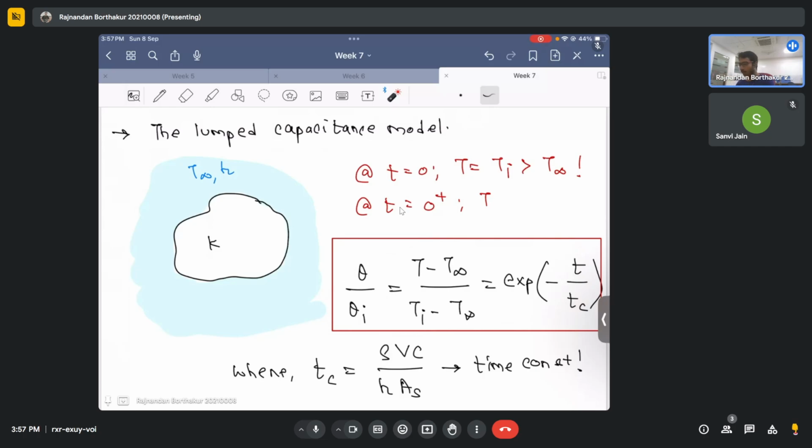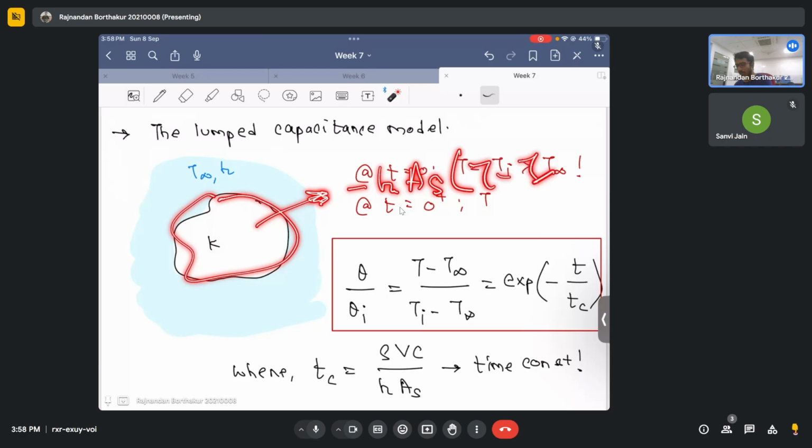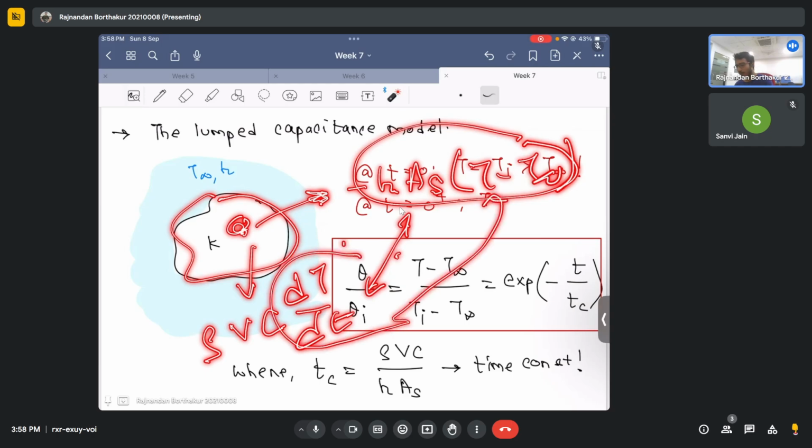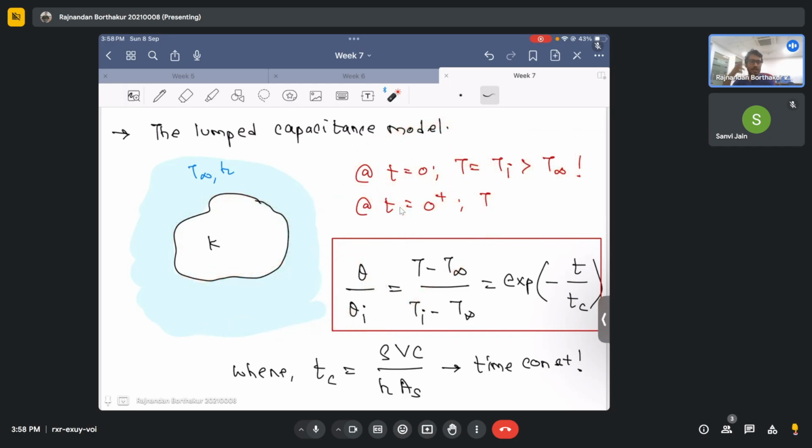I gave the hint: just start off by applying an energy balance here, and use the fact that the heat going out is just the heat by convection, which is h times As times (T minus T infinity). Because of this heat going out from the body, there is a rate of change of energy taking place inside the body, which is nothing but rho times its volume multiplied by its heat capacity times dT by dt. If you equate these two, you end up getting an ODE. If you simply integrate this ODE, you will see that your temperature distribution follows this profile.